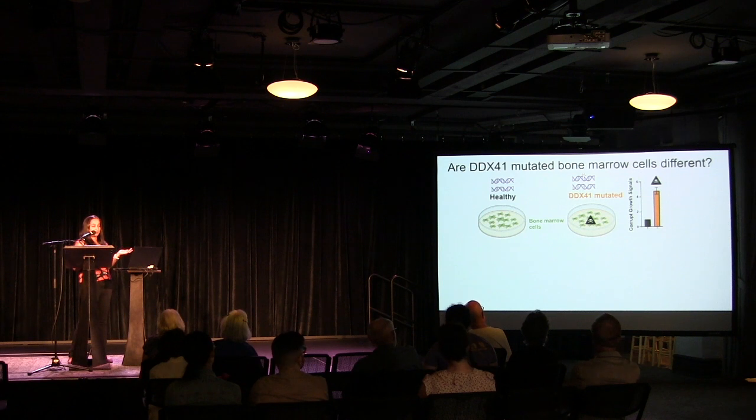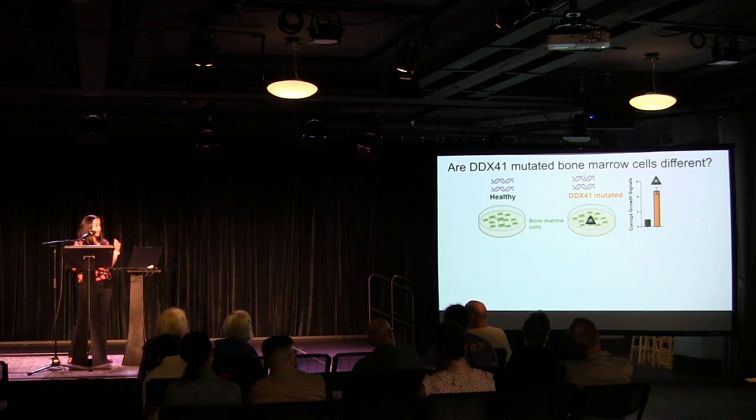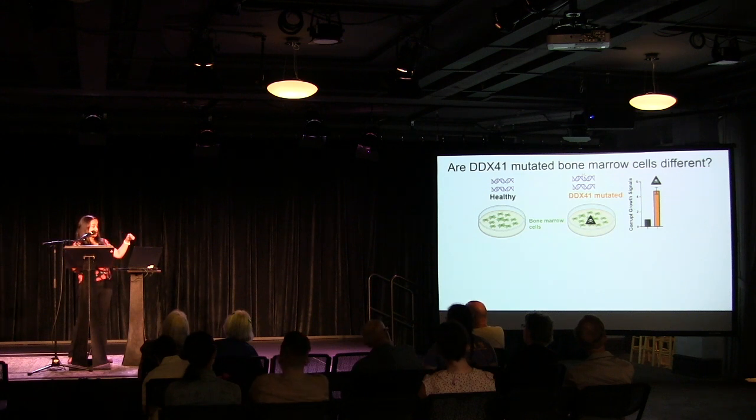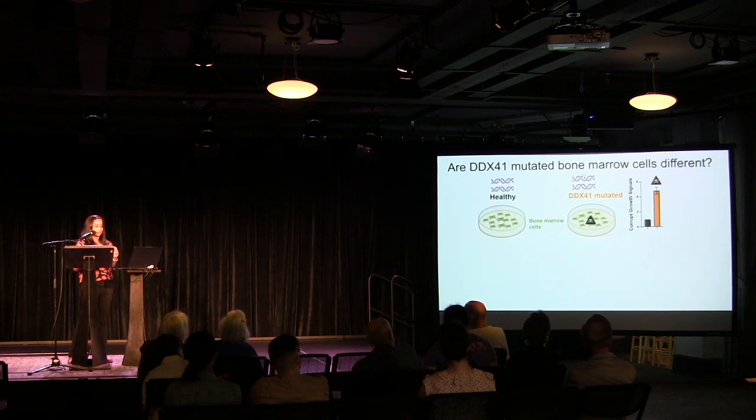And what I actually found was indeed true: these DDX41 mutated bone marrow cells have an increased presence of these corrupt growth signals in them, which is shown by the orange bar in the graph there, as compared to the healthy cells, which have either lesser or almost negligible corrupt growth signals, which is shown by the black bar there.